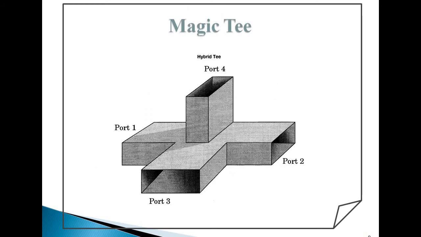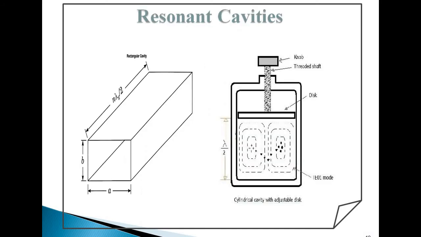Magic T. Magic T is the combination of E-plane T and H-plane T. Magic T is commonly used for mixing, duplexing and impedance measurement. In general, a cavity resonator is a metallic enclosure that confines the electromagnetic energy. The stored electric and magnetic energies inside the cavities determine its equivalent inductance and capacitance.